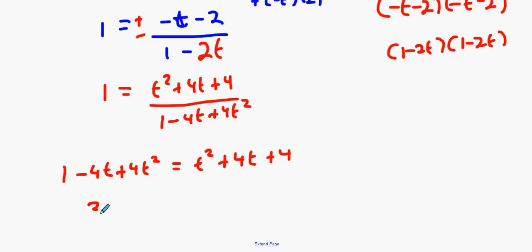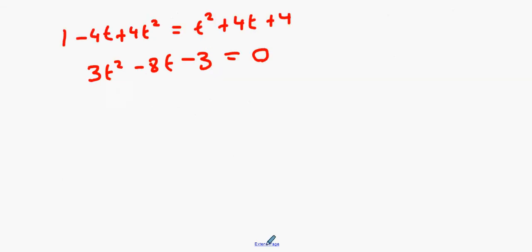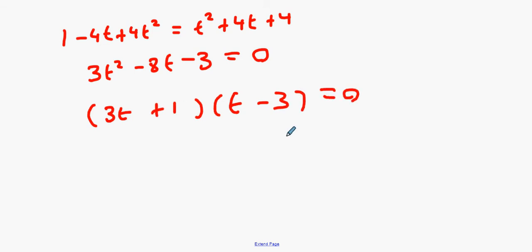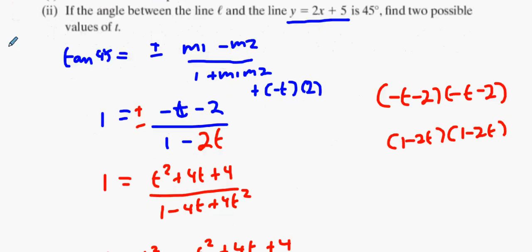And then we get 3t squared minus 8t minus 3 equals 0. Then we get 3t plus 1 and t minus 3. We get your slope is 3, or your slope is minus 1/3. Is it the t values they want? Ah, brilliant. And we're done.